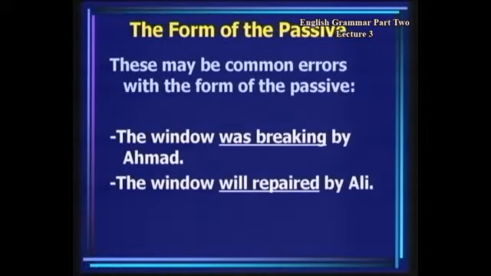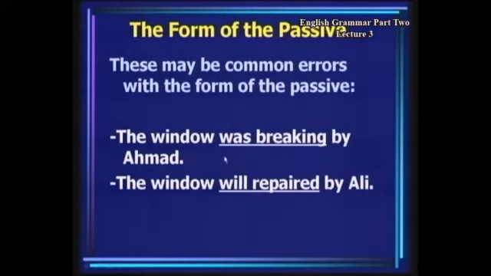Now, the form of the passive. These may be common errors with the form of the passive, meaning these are the mistakes people may make in passive sentences. For example, saying the window was breaking by Ahmed. No. It has to be the past participle and not the present participle. The window was broken by Ahmed. Or the window will repaired by Ali.